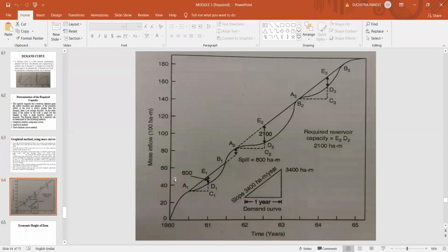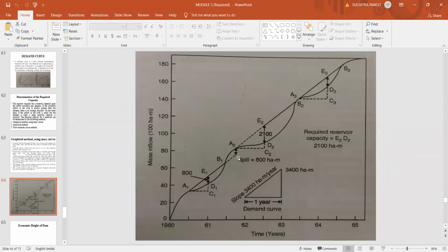Again, I will explain this. First, you plot the mass inflow curve based on the available data, that is, cumulative inflow versus time. On the same graph, you plot or construct the demand curve in a particular year. The slope of the demand curve gives you the demand in that particular year. Once you draw the mass curve, identify the peaks of the mass curve, A1, A2, A3. Then you draw tangents from the apex of the mass curve. These tangents are parallel to the slope of the demand curve.